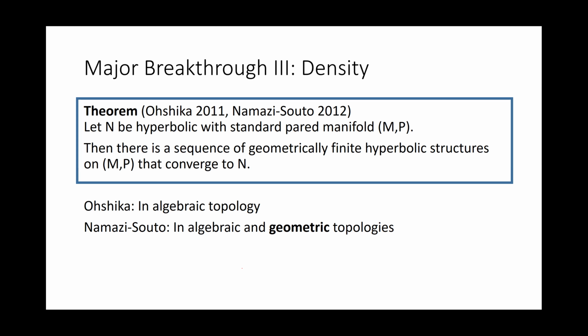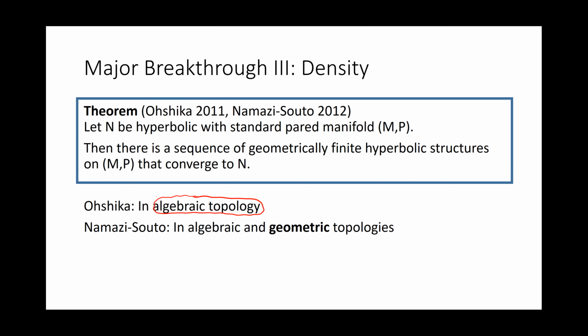So N can be really ugly, it can be geometrically infinite, or geometrically finite, but you know that there's a sequence of geometrically finite structures converging. And the convergence is a little bit different in the two papers. The original conjecture was talking about the algebraic topology, which we haven't really mentioned. This is a topology of the convergence of the fundamental groups.